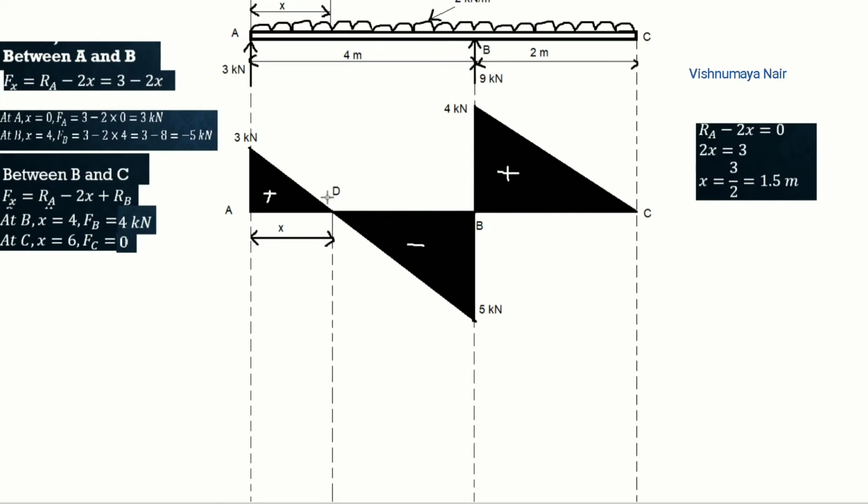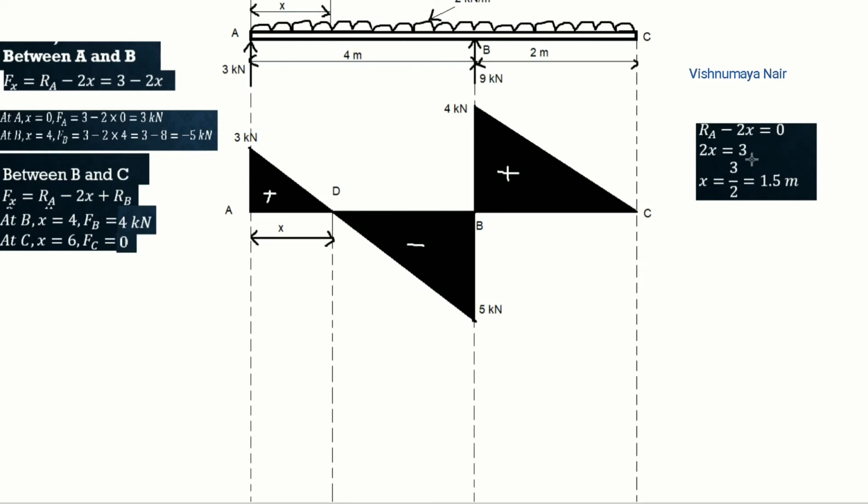From the shear force diagram, it is clear that at this point D, shear force has become 0 after changing its sign from positive to negative. Now at this point D, shear force will be equal to RA minus 2x, because we have to convert this UDL into a point load whose value will be equal to 2 into x, acting in the downward direction. So at this point shear force will be equal to 3 minus 2x, and the shear force will be equal to 0.